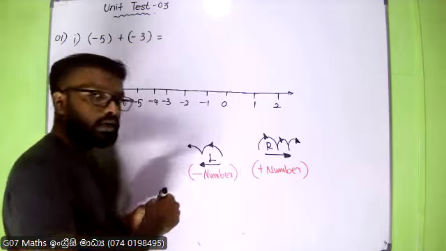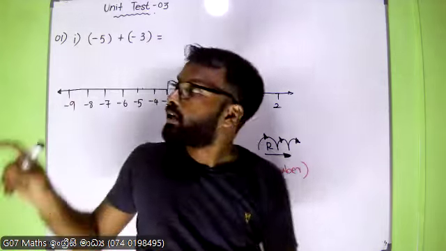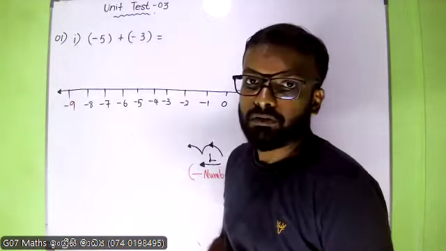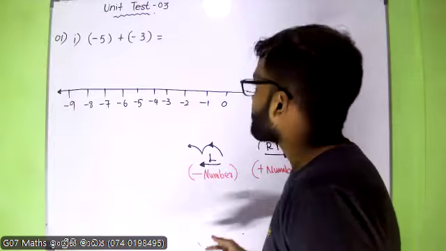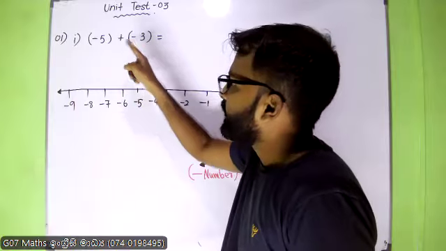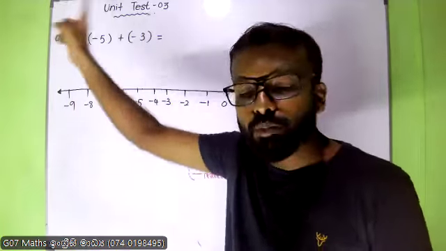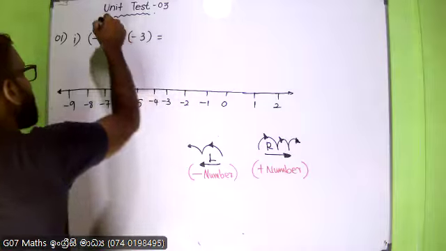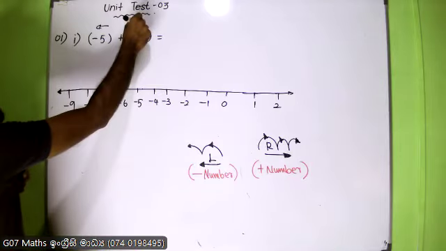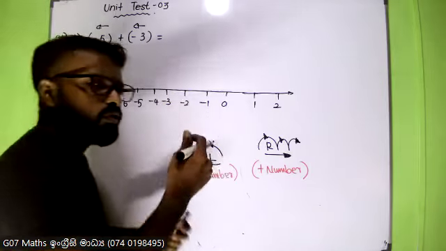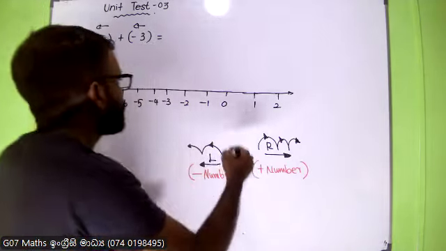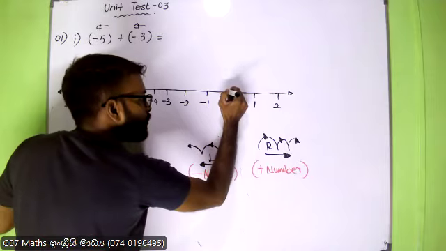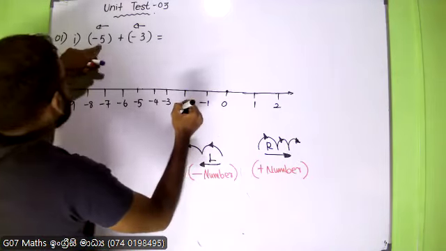Keep this in your mind. Let's see how to apply this when we have this kind of a question. Negative number, so I have to jump to my left hand side. Very easy. So, where should I begin? From 0. Okay, so I am here now.